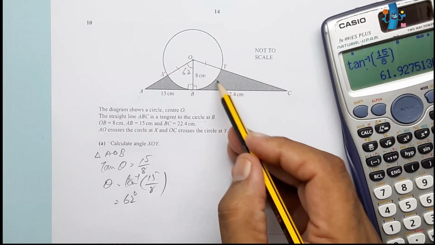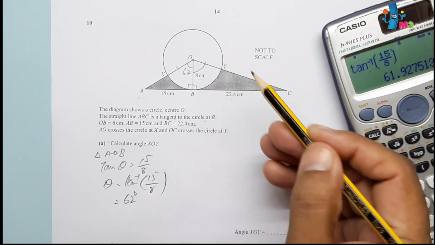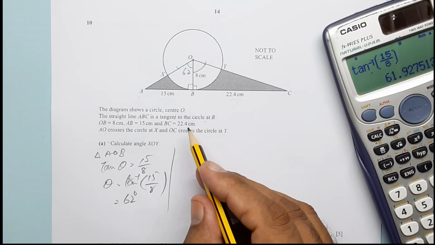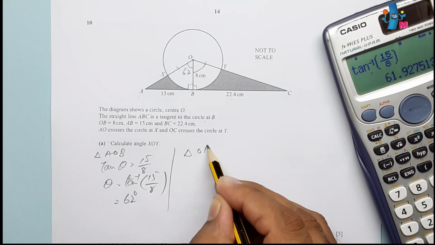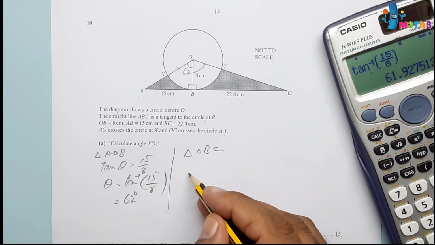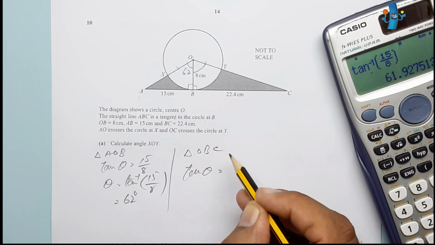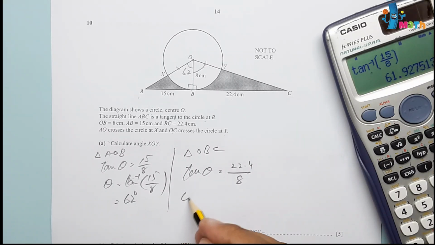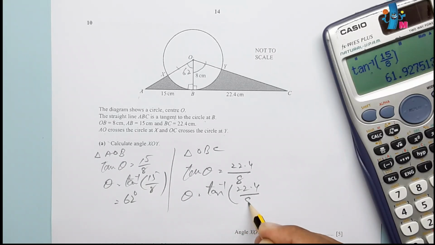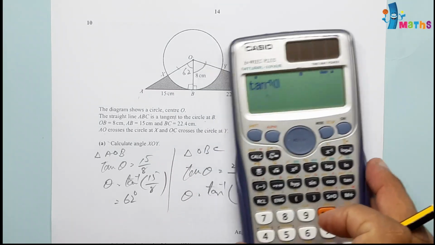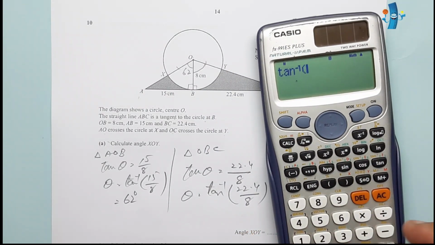And now we can apply tan on this other triangle and we can find this angle. So in triangle OBC, tan theta will be equal to 22.4 over 8. So theta is equal to tan inverse 22.4 over 8. So we can find the inverse tan of 22.4 by 8.